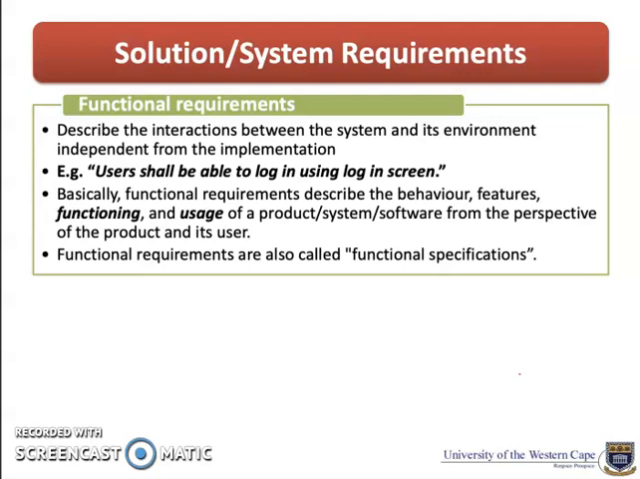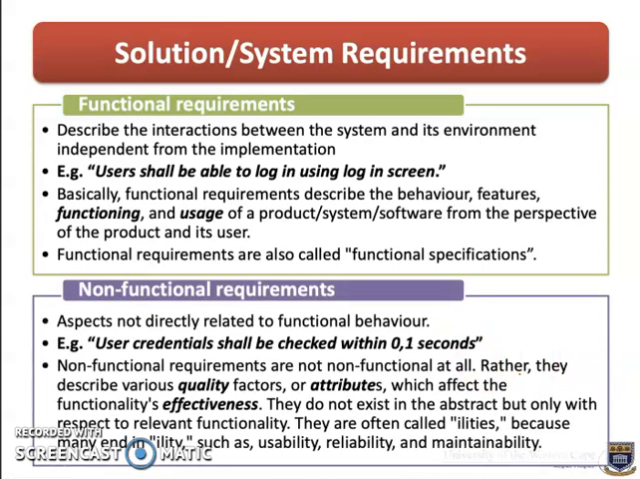Functional requirements describe the interactions between the system and its environment, independent from implementation. So what must a system do in order to function outside of a particular domain? For example, the system must allow a user to log in with a username and password. Non-functional requirements are the constraints placed on functional requirements. For example, the system must verify the user's credentials within 0.1 seconds, or the system must provide a response within 0.3 seconds.